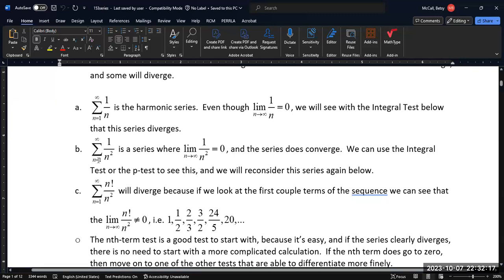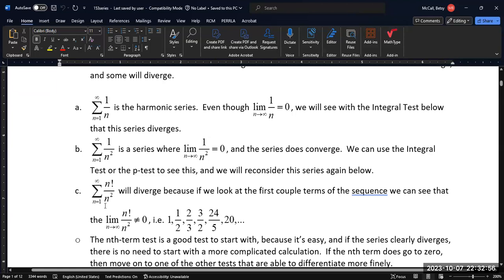Whereas if we have a very similar series with 1 over n squared, this limit does go to 0. And using the integral test, or the p-series test, we can actually show that this will, in fact, converge. So we haven't established that, but we will as we do some more examples in another video with the integral test and the p-test. We will be able to see that, even though both of these limits are 0, they actually behave as a sum very differently.